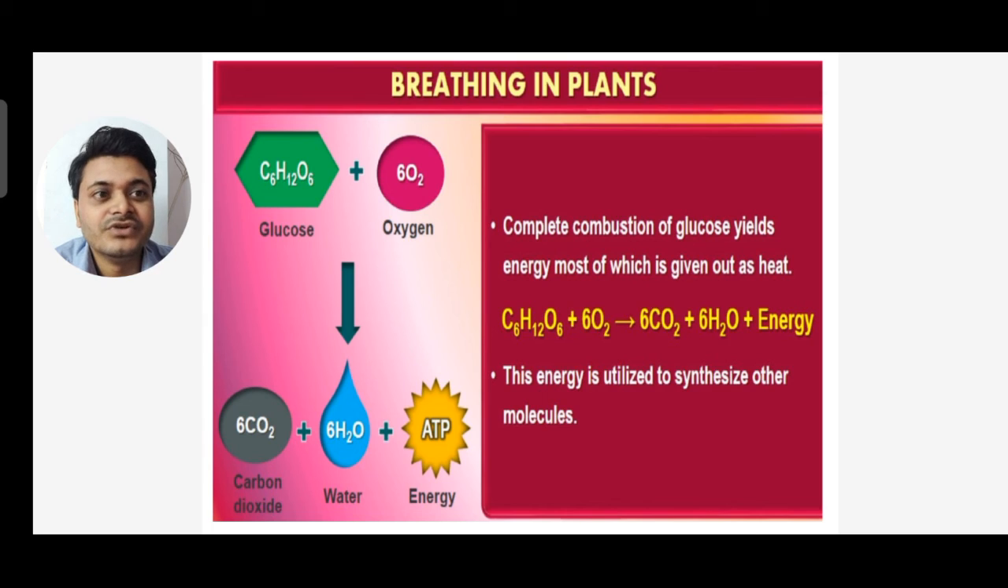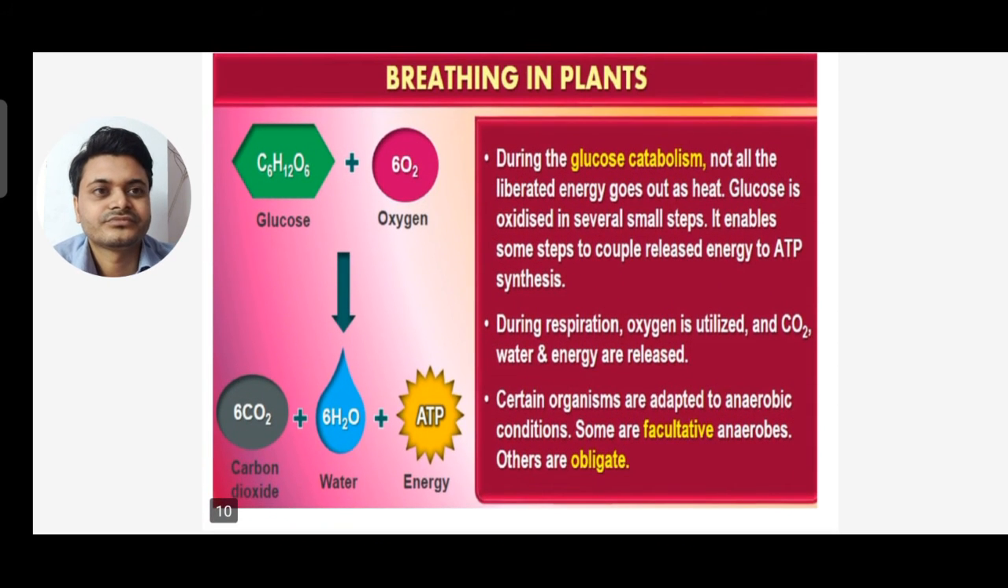The complete combustion of glucose yields energy, most of which is given out as heat. You can see the reaction: glucose plus oxygen gives carbon dioxide, water and energy. This energy is utilized to synthesize other molecules. During glucose catabolism, not all the liberated energy goes out as heat. Glucose is oxidized in several small steps, which enables some steps to couple the released energy to ATP synthesis.